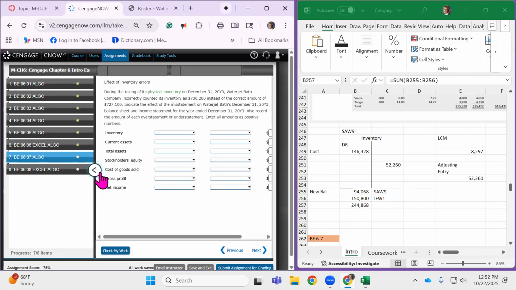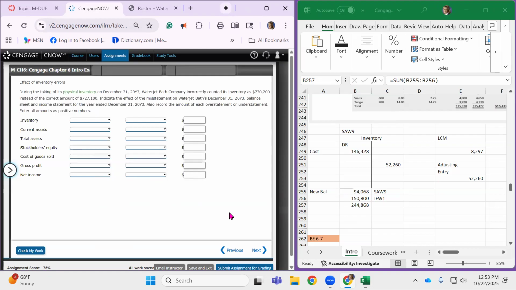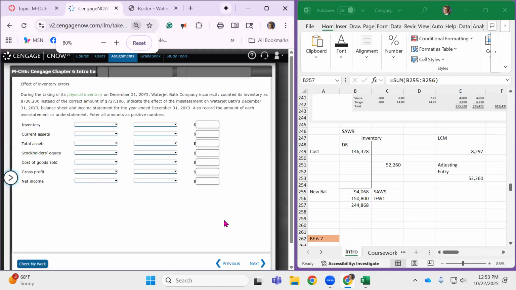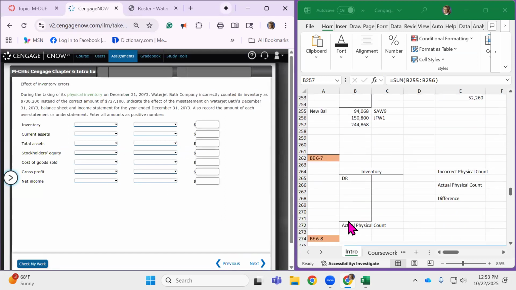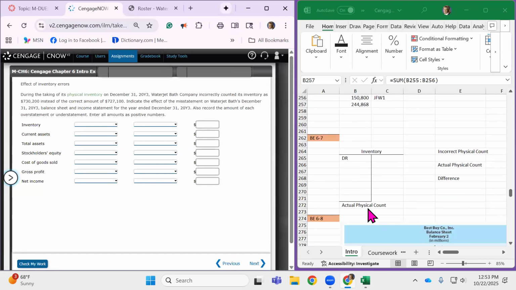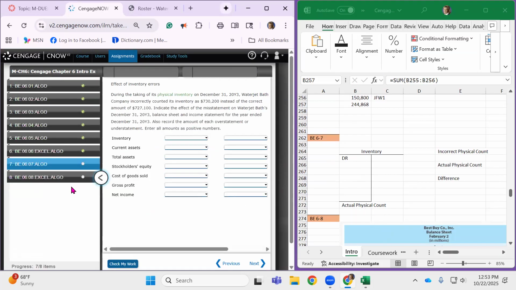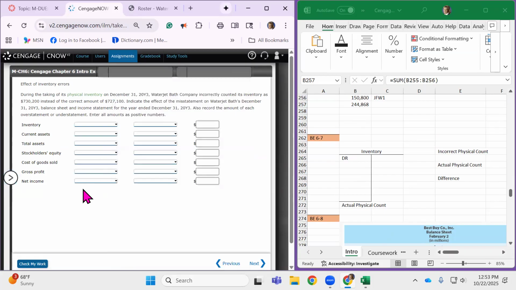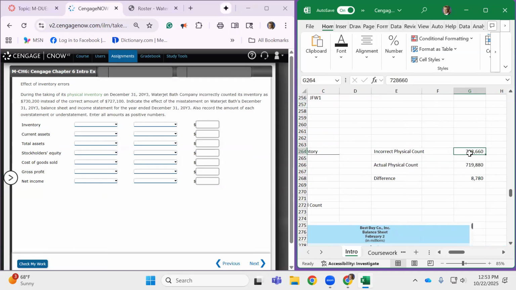Okay, I'm going to get these other two done. Now this is kind of tough, but I'll help you with it. Let me see here. This is 6, 7. It says during a physical inventory at the end of the year on December 31st, we incorrectly counted its inventory as 730,200. So I'm going to put down the incorrect physical count. This is in dollars.